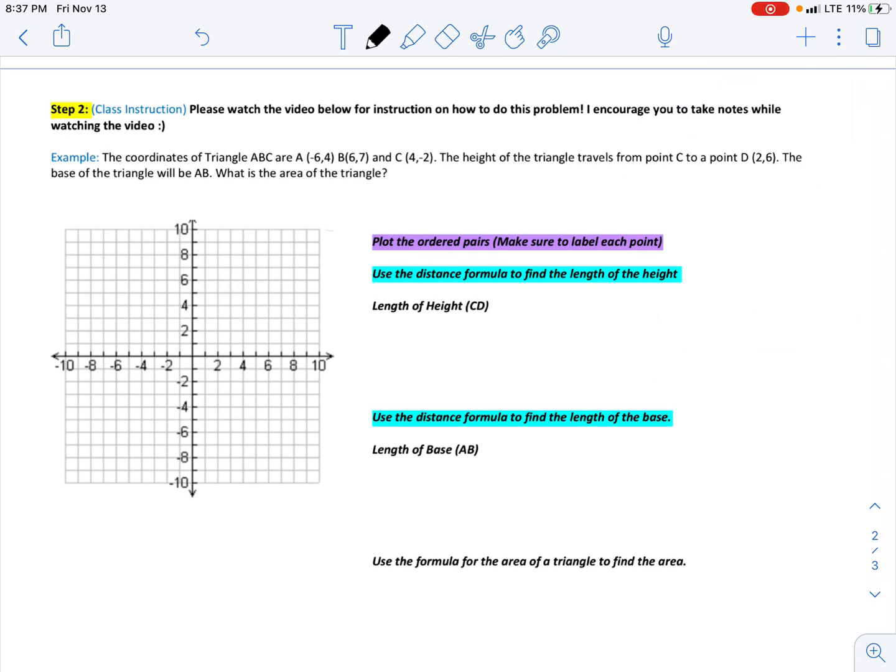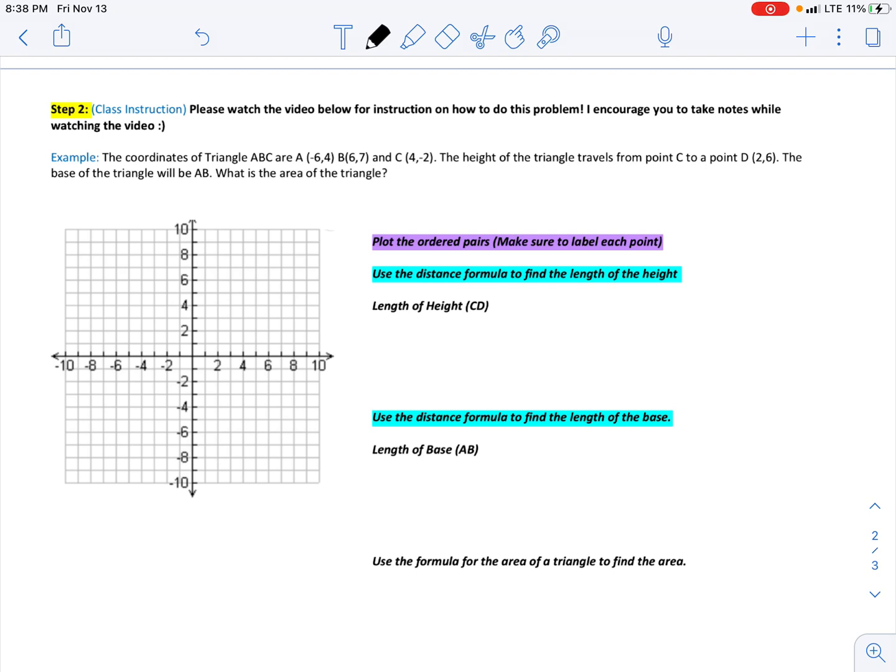Hello everyone. So today we're going to find the area of a triangle in a coordinate grid. And so the first thing you want to do is plot the ordered pairs. In this example it says the coordinates of the triangle ABC are A, which is given by -6, 4, B, which is given by 6, 7, and then C, which is given by 4, -2.